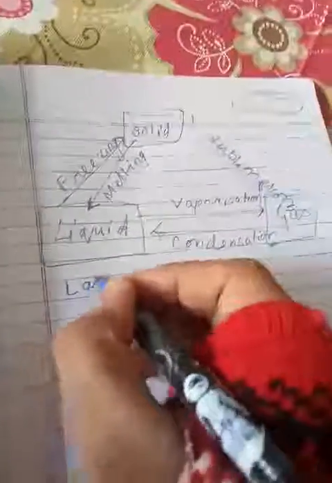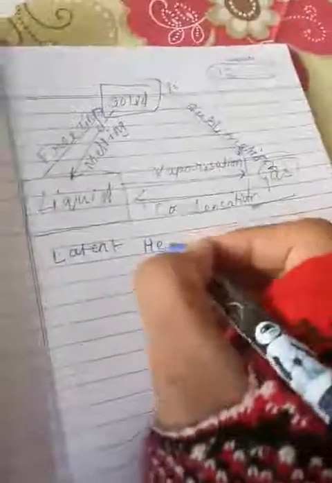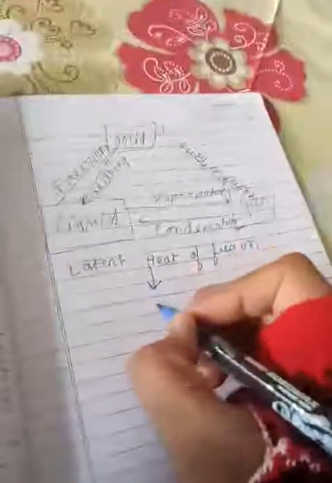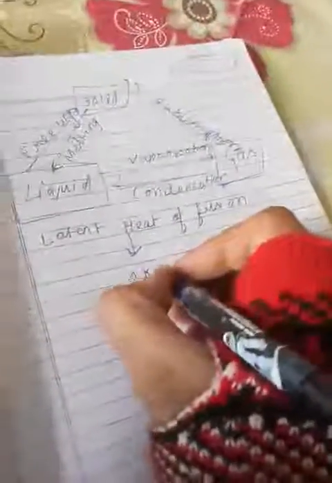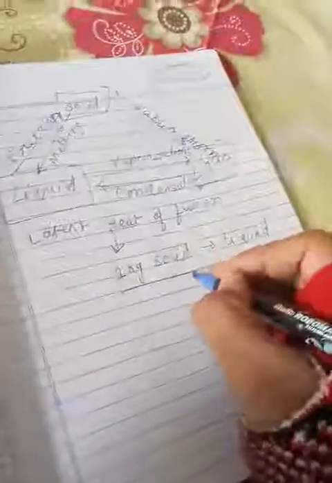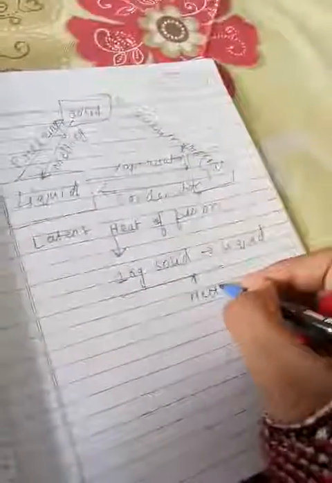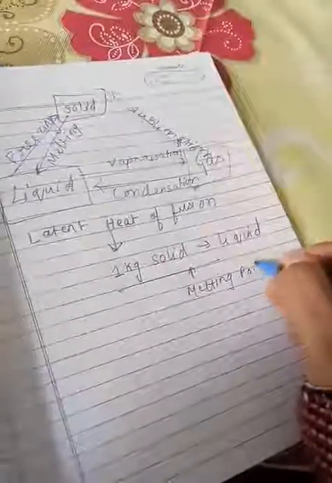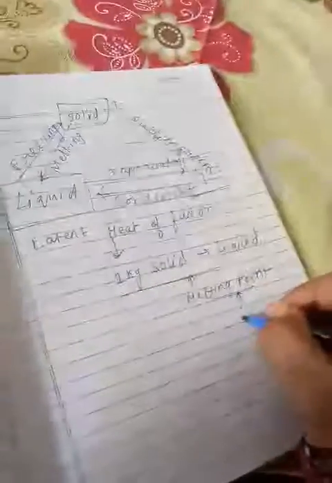Now here comes latent heat of fusion. Latent heat of fusion means the amount of heat required to convert 1 kg of solid into liquid at its melting point and at 1 atm pressure.